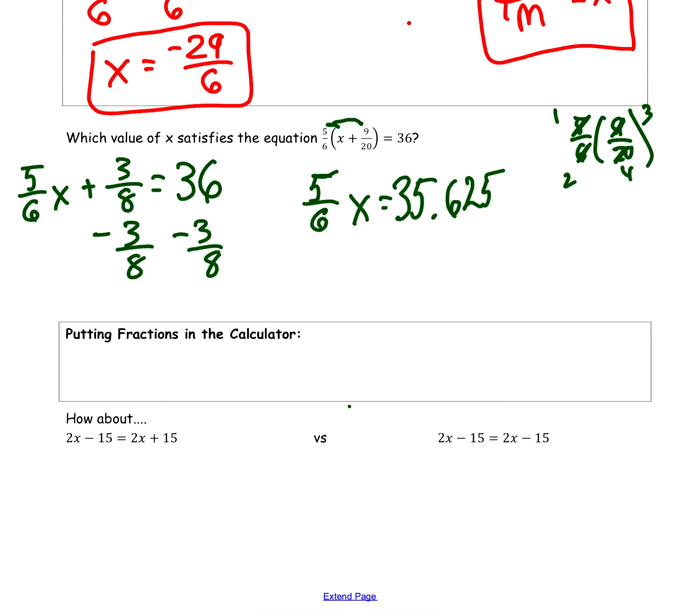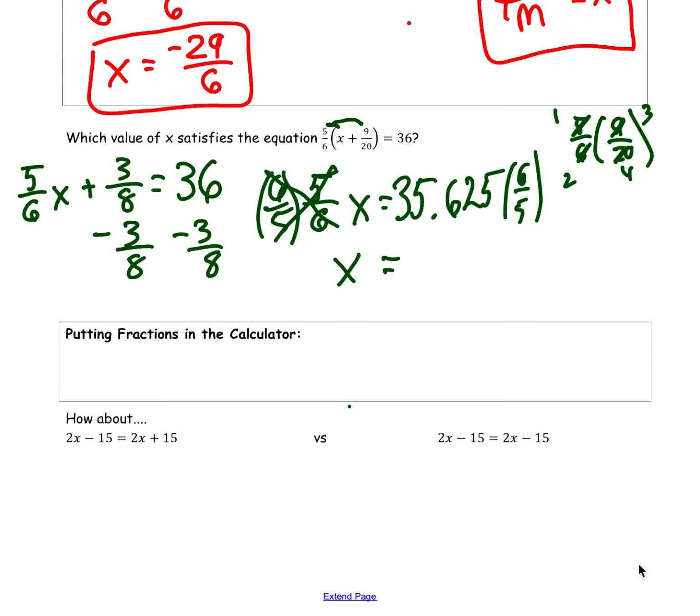So you get 5 over 6x equals 35.625. And the last step, just multiply by 6 over 5 on both sides to get that x by itself. That would get the x all by itself. So you would have x equal, and don't be afraid to put this in your calculator.